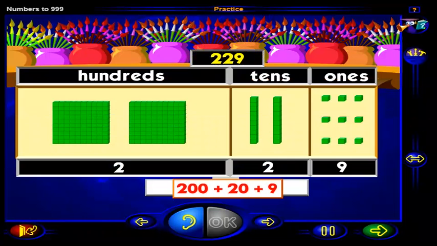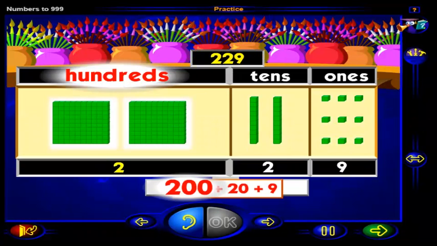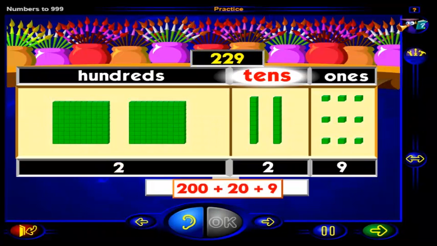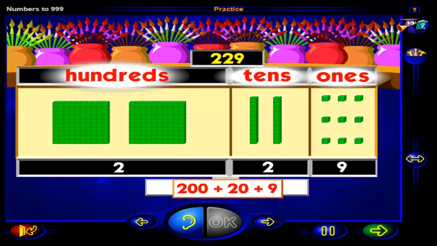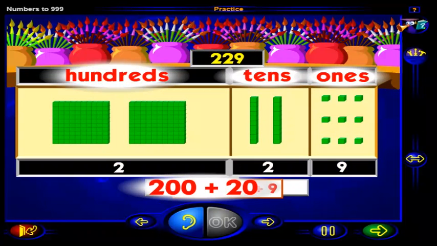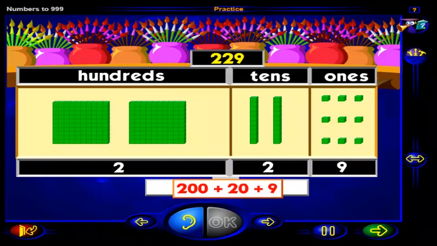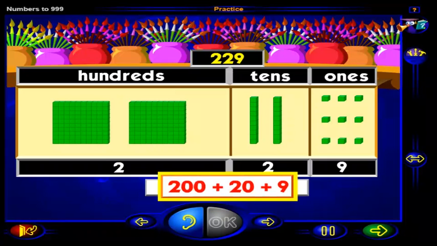229 is made up of 2 hundreds, 2 tens, and 9 ones. To write 229 in expanded form, we need to write it as the sum of the values in each place. The value of the hundreds place is 200. The value of the tens place is 20. And the value of the ones place is 9. The sum of the values in each place is 200 plus 20 plus 9. So 200 plus 20 plus 9 is the expanded form of this number.